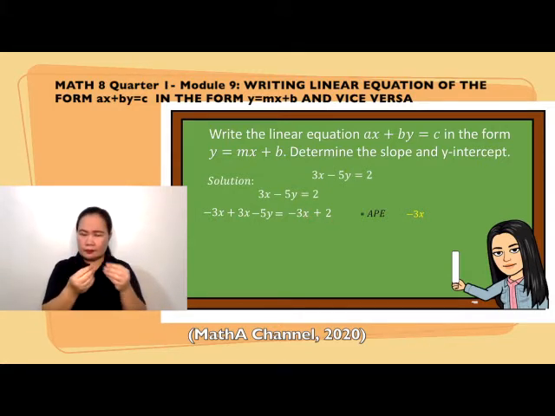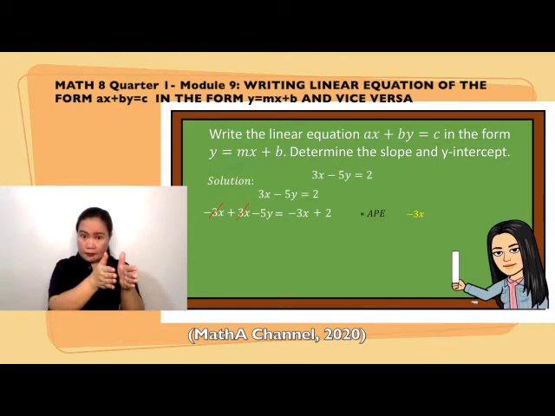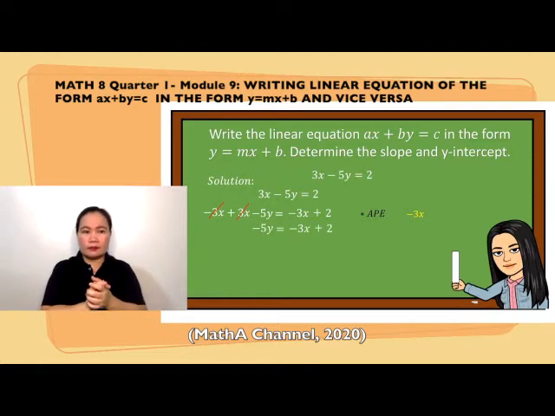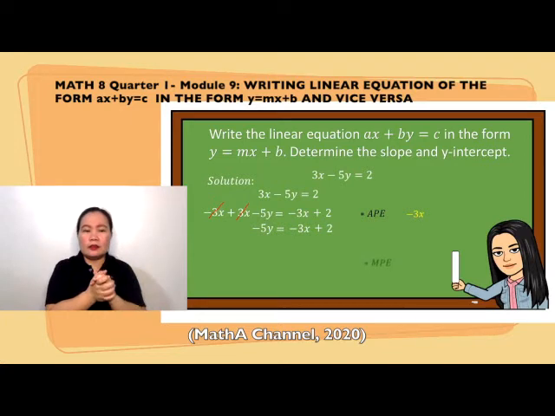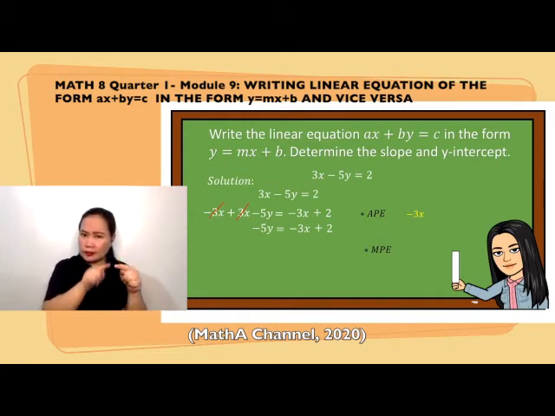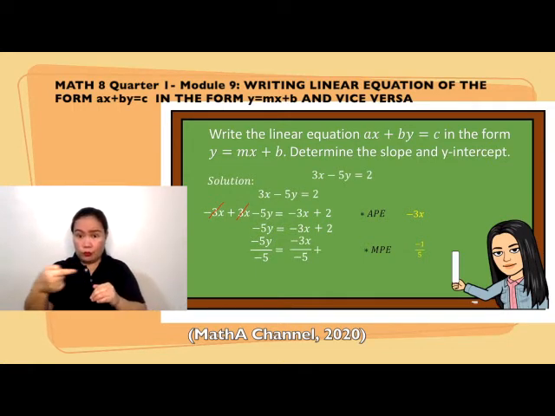And then, simplify natin. Negative 3x will be cancelled out by positive 3x. So, the remaining term is negative 5y equals negative 3x plus 2. Next, since meron pa tayong coefficient in our variable y, we are going to use the multiplication property of equality. And then, ano ang i-multiply natin? The equation will be multiplied by negative 1 over 5. So that would become negative 5y over negative 5 equals negative 3x over negative 5 plus 2 over negative 5.